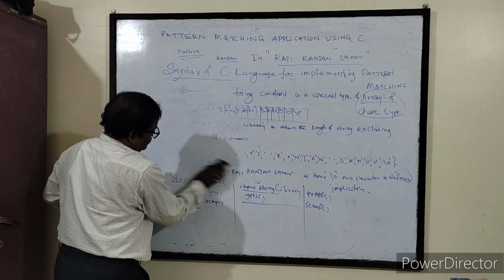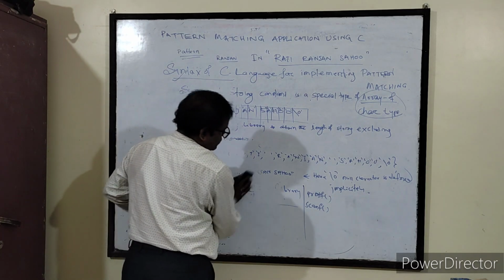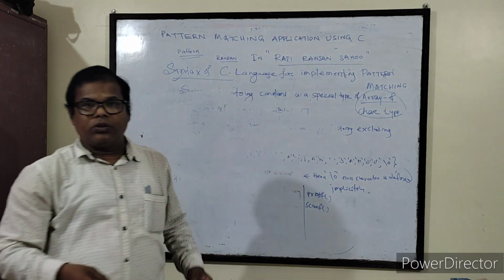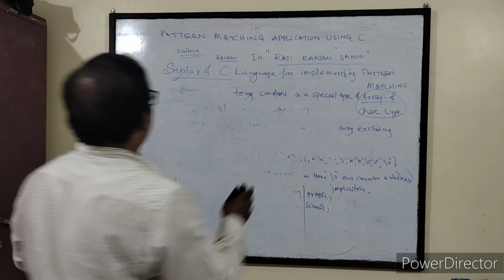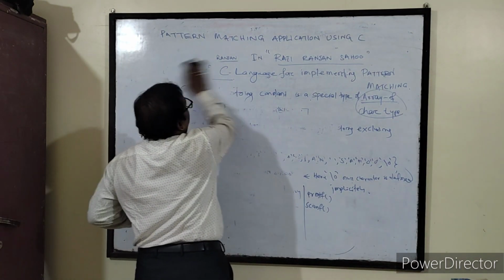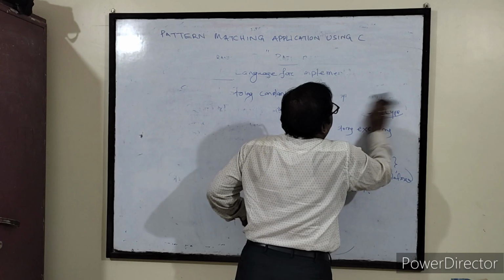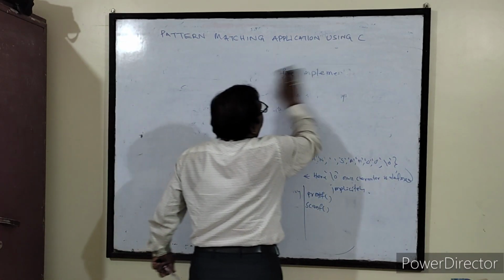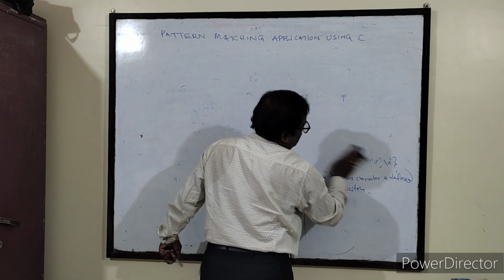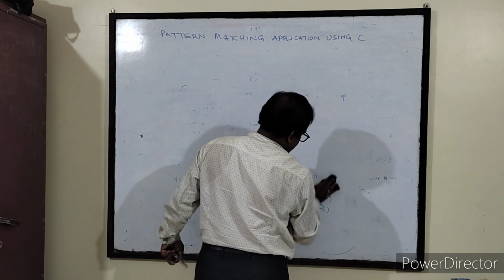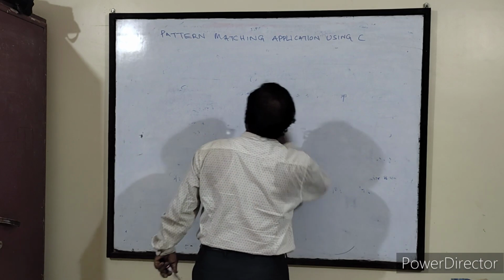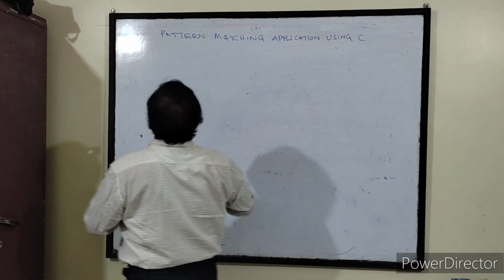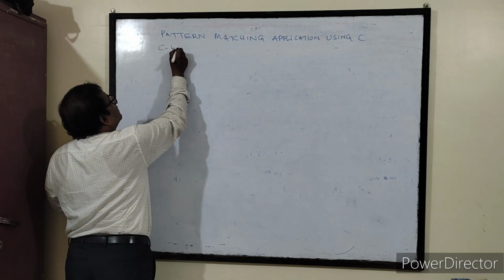So this is the example we have to write here. This is what pattern matching is. How will we write the program quickly? Now, how is this program written in C language?